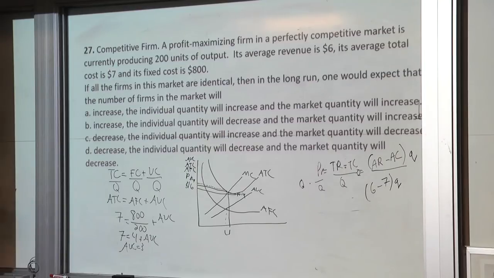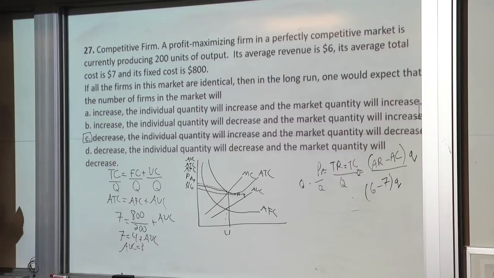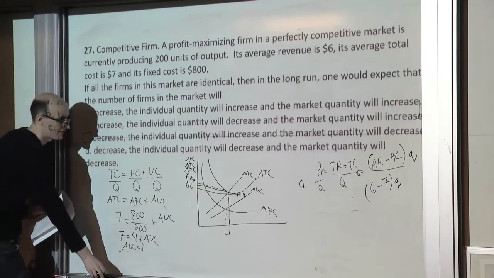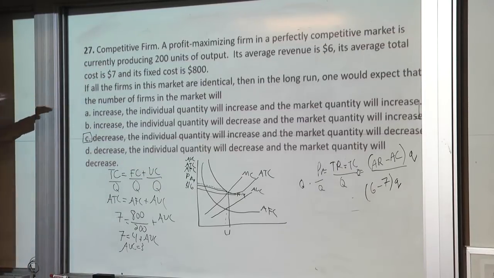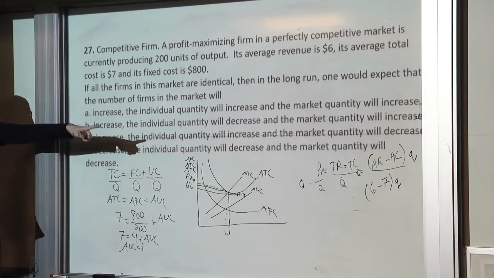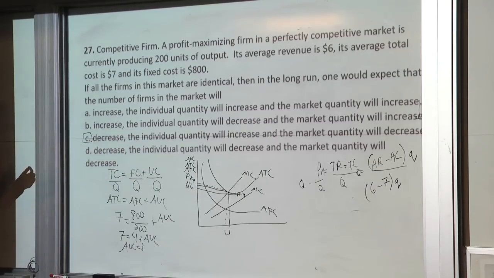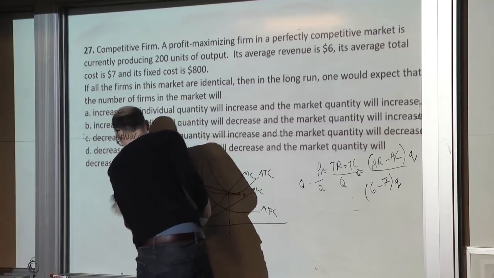Okay. So this is a multi-part question with a lot of parts. You have to be aware that you don't have to draw this curve. If you know that they're operating at a loss, you know that firms can't operate at a loss forever, so some firms have to get out, right? The price will rise, and the individual quantity will increase because the price rises, and the market quantity will decrease as firms exit. Any questions about that?